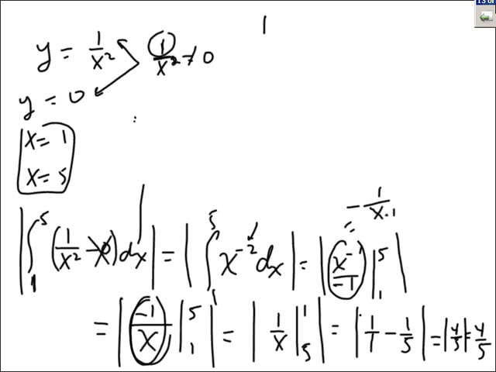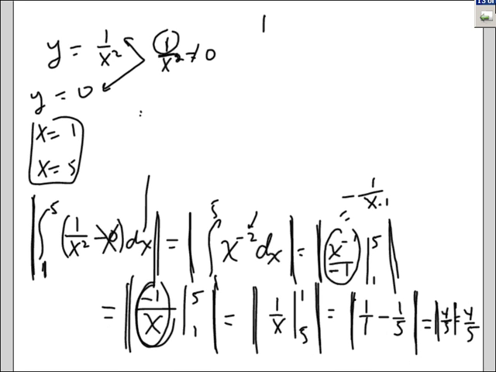So the price I paid for not finding out which curve is above the other is I kept putting these bars. Personally, I'd rather put the bars than figure out which curve is on top of the other. If this would have been negative 4/5, I would have said the answer is 4/5. You don't have to find out which curve is on top of the other.